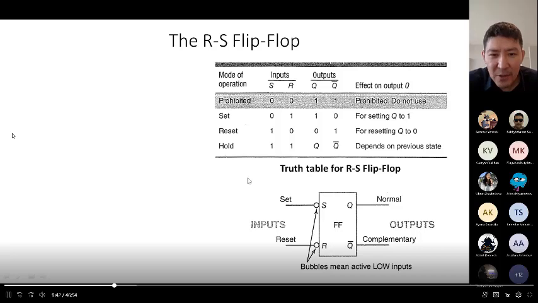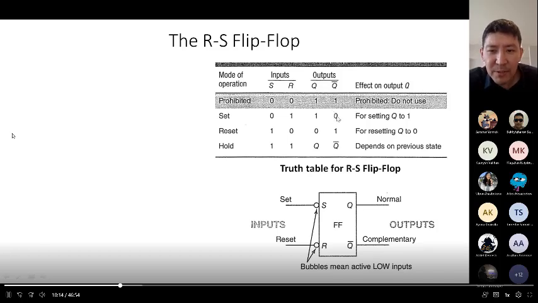But it also has a hold mode. What is the hold mode? When I apply 1, 1 to S and R, it means that what was before will stay. For example, if before the outputs were 1, 0, and then you apply 1 to the set, the output will still be 1, 0.